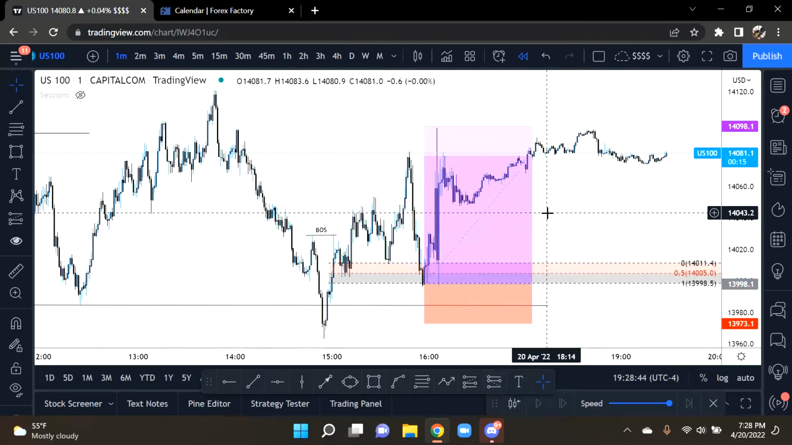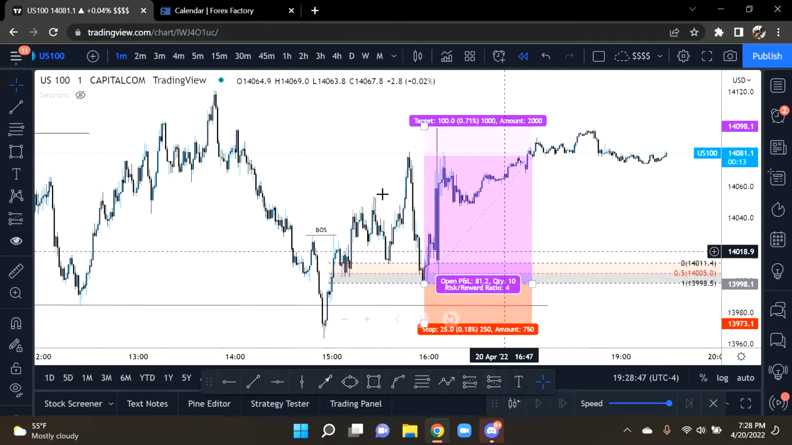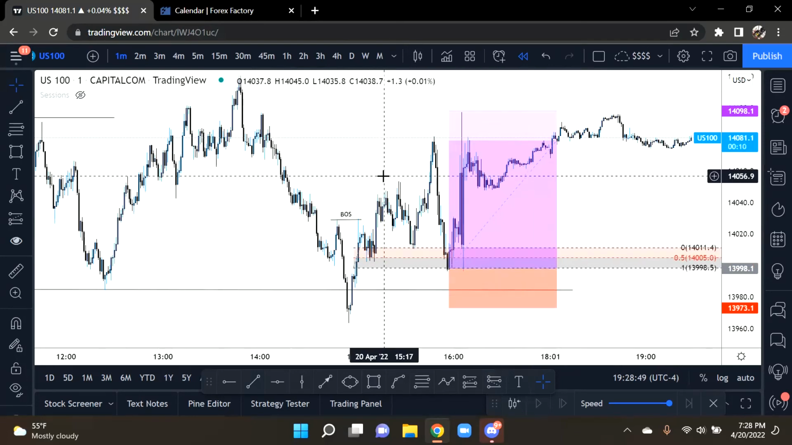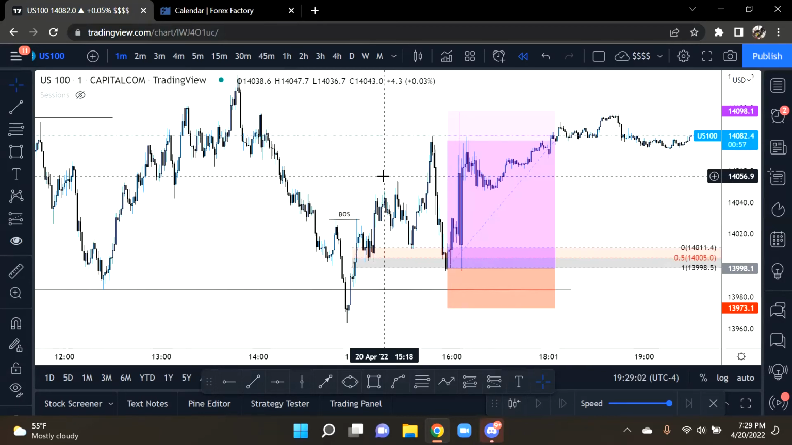But that's my system. Whenever I am scalping, I look for 1,000 pips to be made, and I'm only looking to risk 250 pips. And since we're looking at the indices, it's 25 points of risk and 100 points of profit, which I guess converts to 250 pips and 1,000 pips, instead of saying 25 points and 100 points.